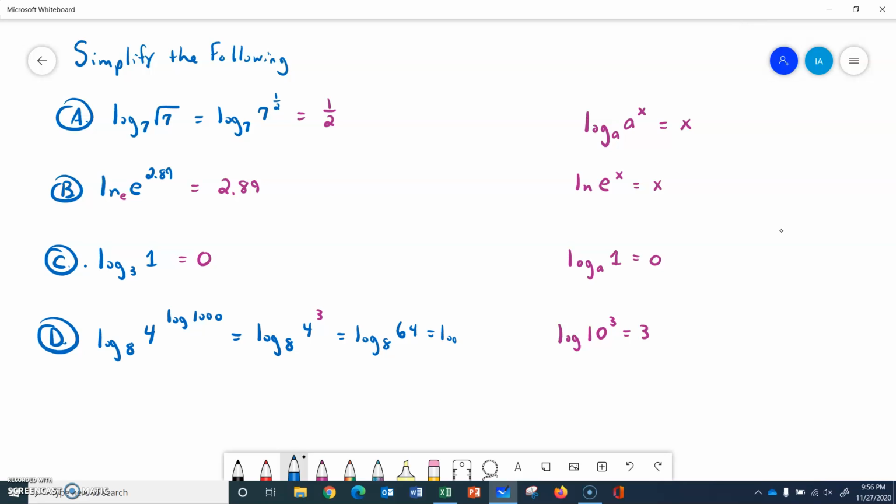And 64 is 8 squared. So now we're right back to the same rule we used at the top of the page. So this right here would give me 2. So log base 8 of 8 squared would just give me that 2. So we're using these rules to try and simplify and kind of rid ourselves of that log in special situations.